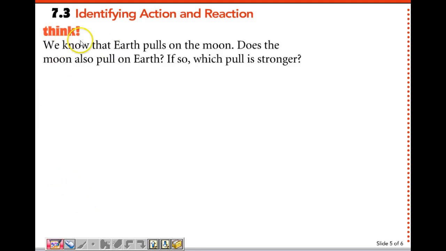So go ahead and try to answer this question on your own. We know that the Earth pulls on the moon. Does the moon also pull on the Earth? And if so, which pull is stronger?